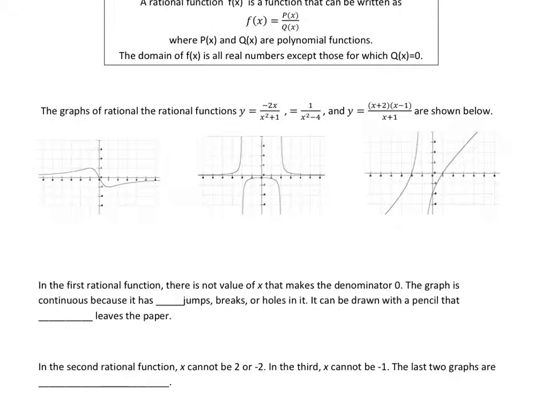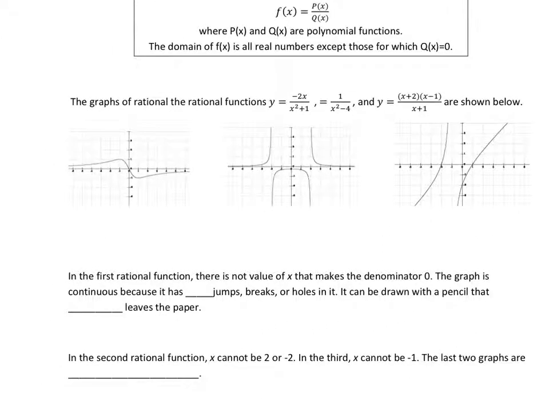This first part, we're just kind of talking and looking at things. We have 3 different graphs here. These are all rational functions. That's the name of this, rational functions. The first one is negative 2x over x squared plus 1, and it makes this cool graph right here. It goes whoop.